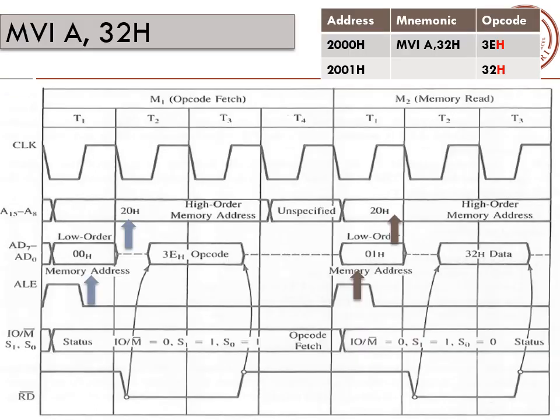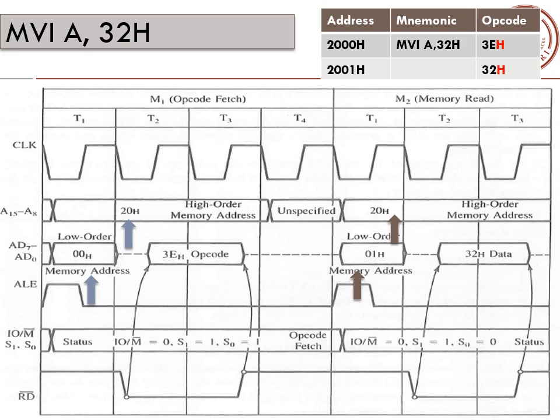Now let's see how you are going to draw the timing diagram for MVI A, 32H. First you read the memory location 2000H, and after that you read the memory location 2001H. First is the opcode fetch operation, which consists of 4 T states, and after that the memory read operation, which requires 3 T states. In 2000H you have the value 3EH, and in 2001H you have the value 32H.